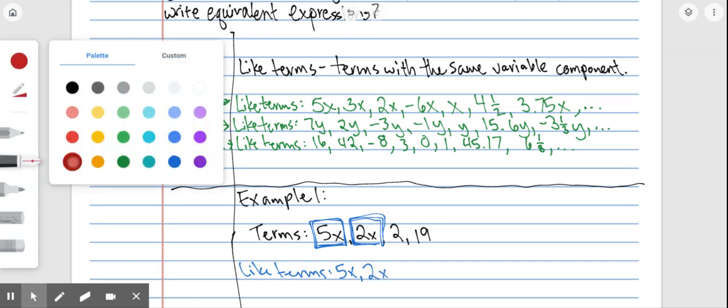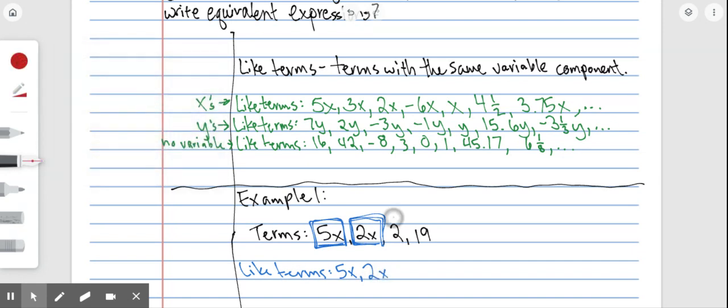Then I'm going to switch colors and see if there are any other different like terms. This time I'm going to use a circle around 2. 2 does not have a variable attached to it. Are there any other terms in this expression that don't have variables? Absolutely. 19 also doesn't have a variable attached to it. Since there are no other terms, these are my like terms also: 2 and 19. I have 2 separate piles of like terms. One has x's, the other has no variable.